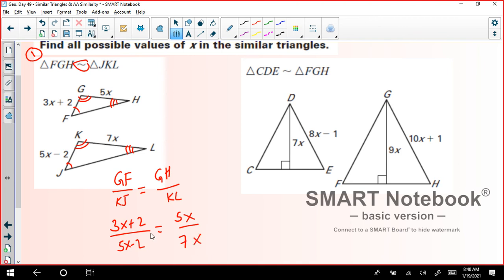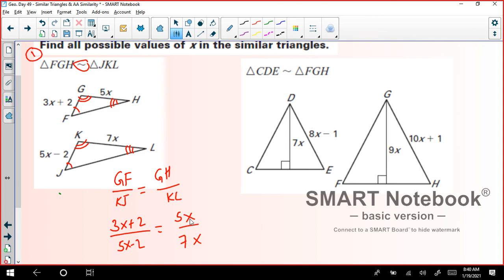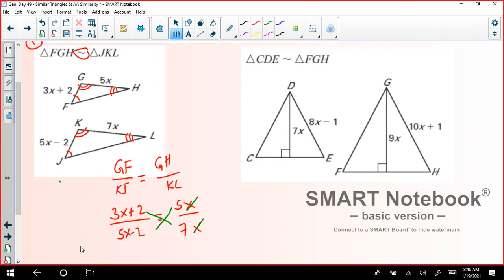Okay, let's further simplify this. I can cross out x and x over here because both the numerator and denominator have x. I cannot cross out this x because we have plus and minus. Let me cross multiply with whatever is left. So 7 times 3x plus 2 equals 5 times 5x minus 2. Here it was 3x plus 2, so I'm just making this change.